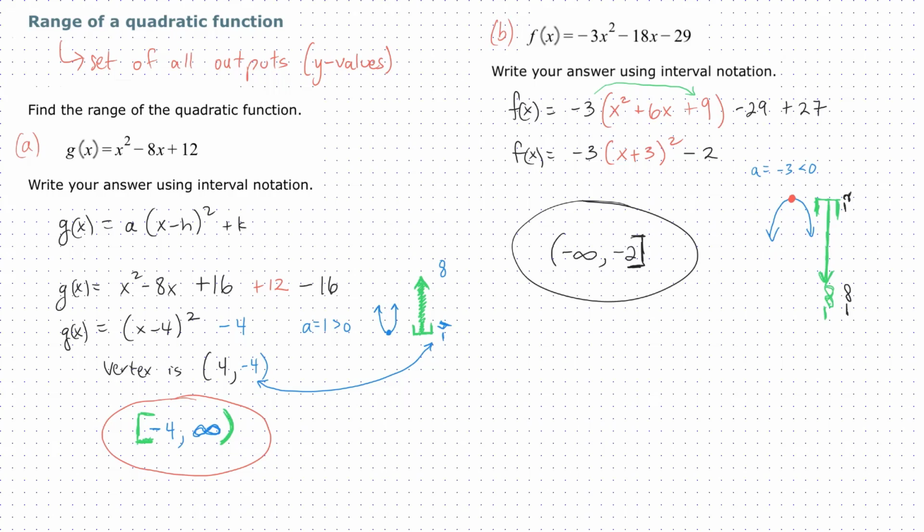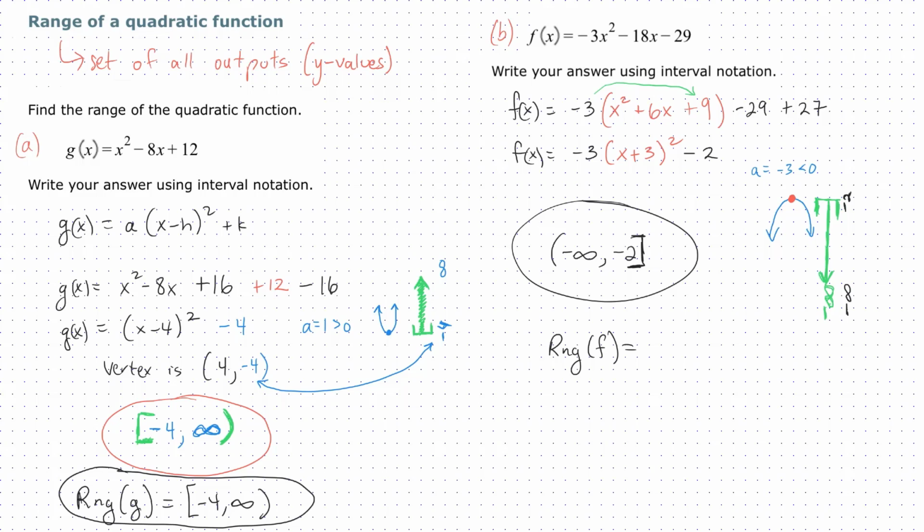You'll see me write things like this as well. I would actually write the range of g is equal to [-4, infinity). That's another way of writing it. That's a little bit more descriptive. Over here, this would be what? The range of f is equal to negative infinity up to -2 with a bracket. Once again, that notation is very descriptive. That's an advanced notation that I use. Feel free to use it.